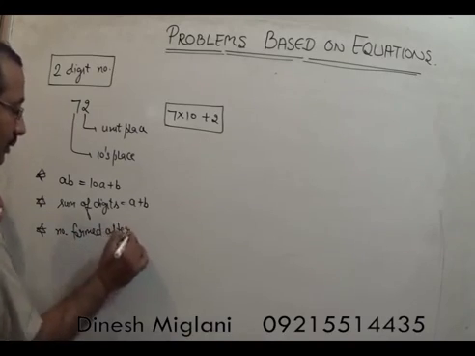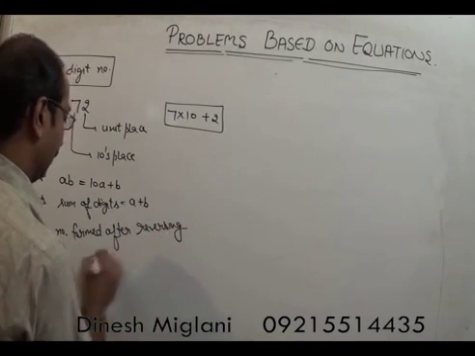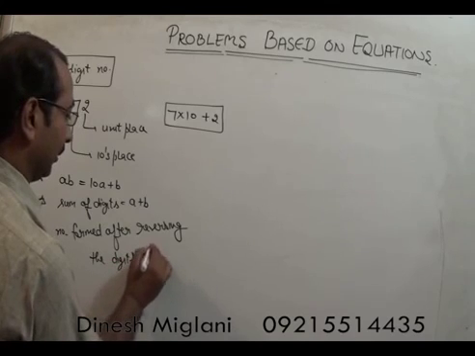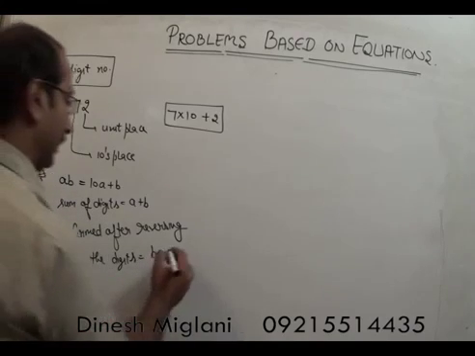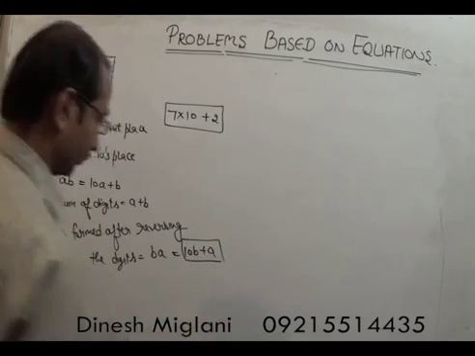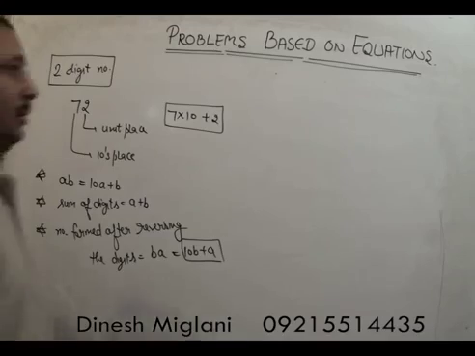The third case is the number formed after reversing the digits. Suppose AB is my number, then the number formed after reversing the digits is BA. If AB means 10A plus B, then BA means 10B plus A. We may have some questions based on this.